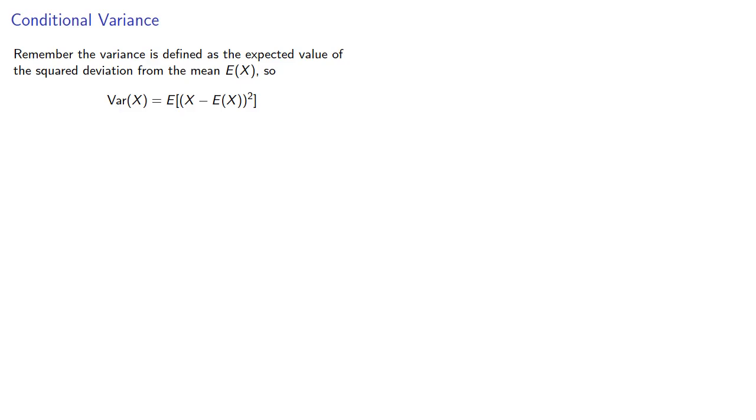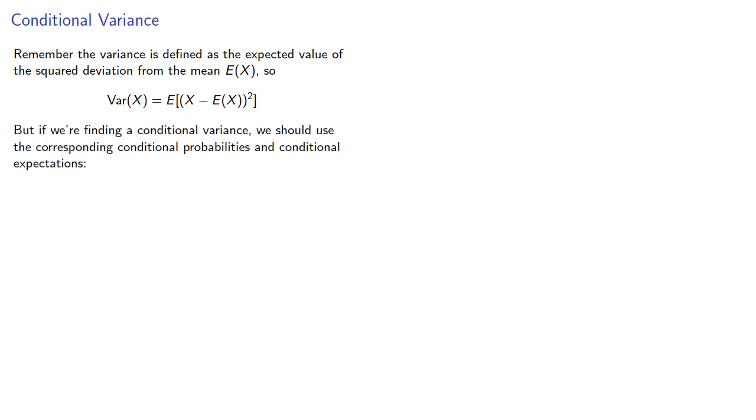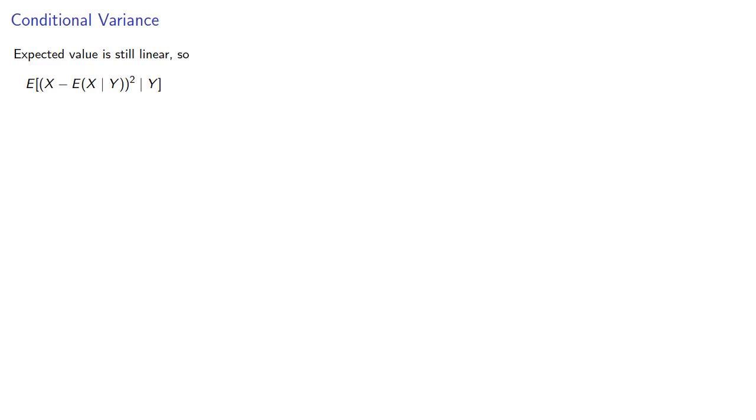Remember, the variance is defined as the expected value of the squared deviation from the mean E of x, and so variance is. But if we're finding a conditional variance, we should use the corresponding conditional probabilities and conditional expectations. Now, expected value is still linear, so this expected value can be expanded too, and we can break apart each bit.